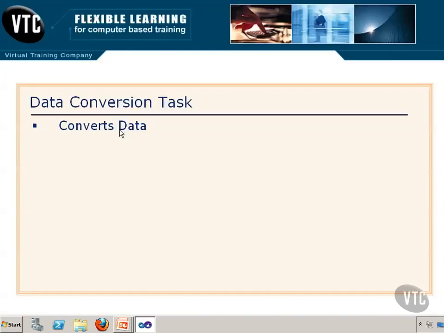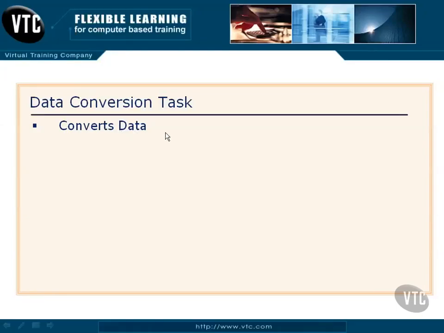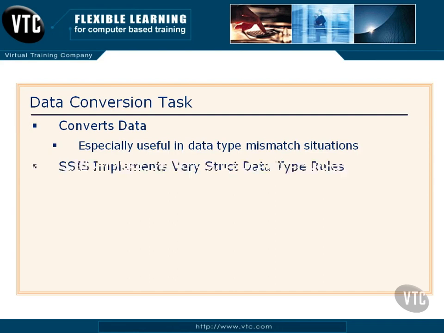Let's go back here and talk just a minute about this data conversion task. What does it do? Well, it does data conversion, right? It converts data. Now this is especially useful when you've got data type mismatch situations. Now SSIS, or Integration Services, implements very, very tight, strict data type rules. Now in earlier versions, and the farther you go back through the SSIS versions, the king of looseness was DTS back around SQL Server 2000.